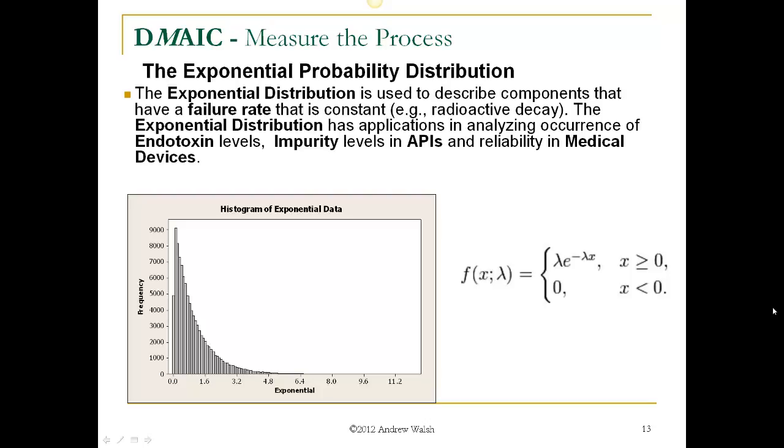Exponential distribution. This is used to describe components that have a failure rate that is constant, for instance, radioactive decay. The exponential distribution has applications in the pharmaceutical industry in analyzing the occurrence of endotoxin levels, impurity levels in APIs, or the reliability in medical devices.